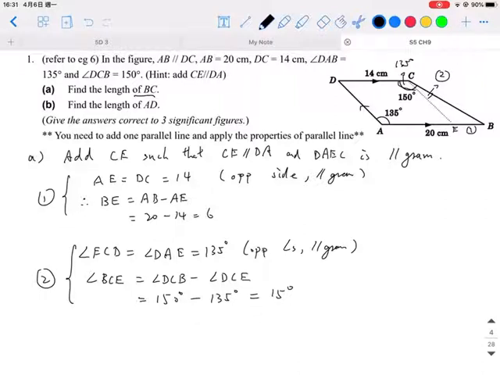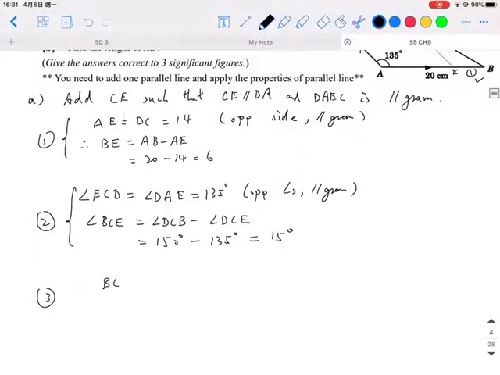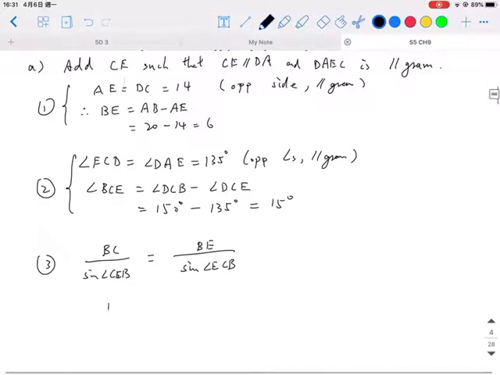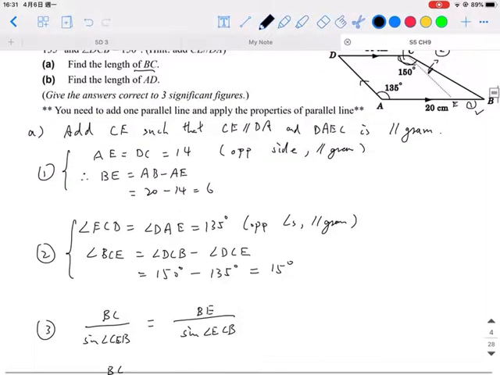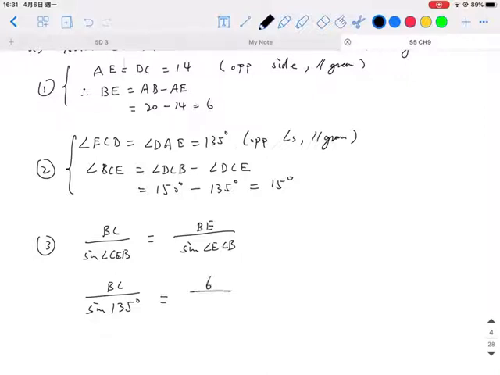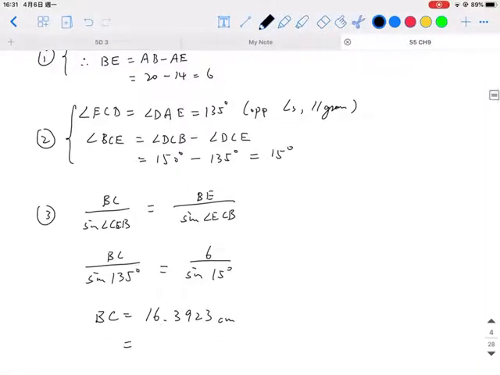Now we have a pair, which is angle ECB and EB, so we can find BC. As we know, BC over sine angle CEB is equal to, our pair, BE over sine angle ECB. Therefore BC over sine 135 degrees is equal to 6 over sine 15 degrees, and you will get BC equal to 16.3923 cm. I will save it in the calculator, and you give the answer in 3 significant figures, which is 16.4 cm.